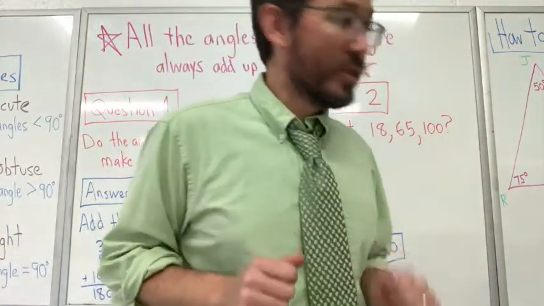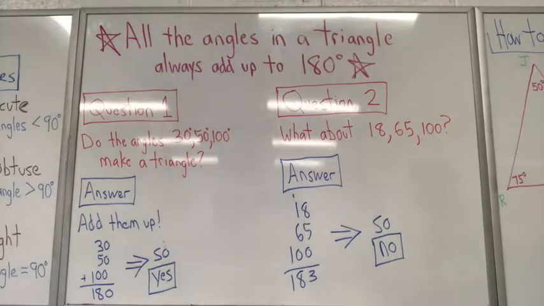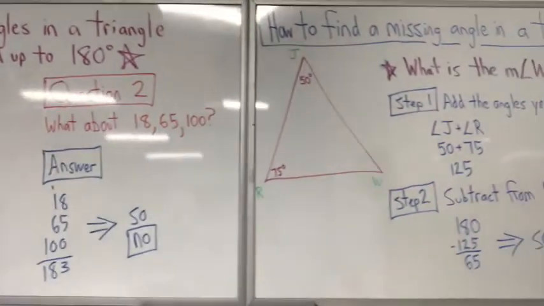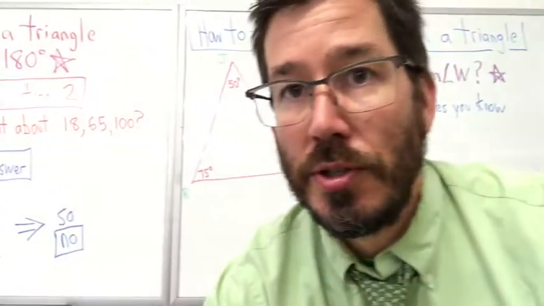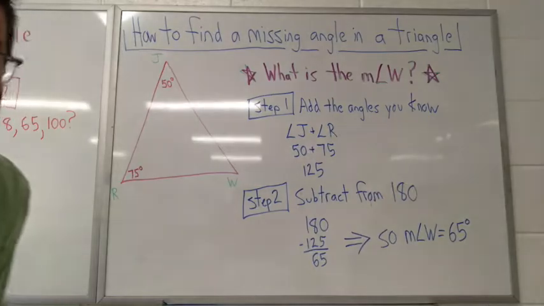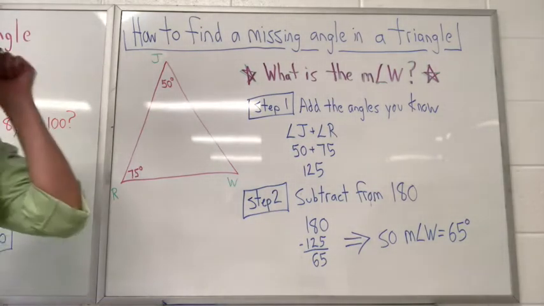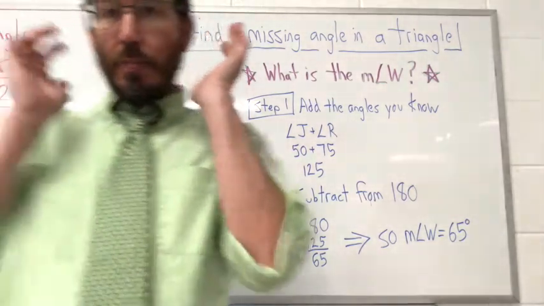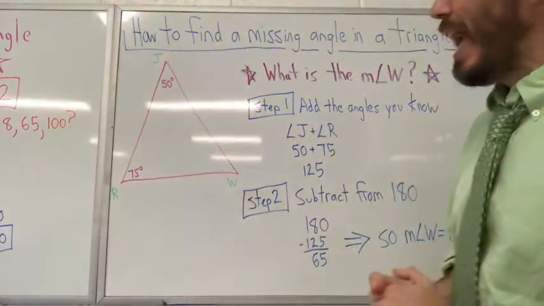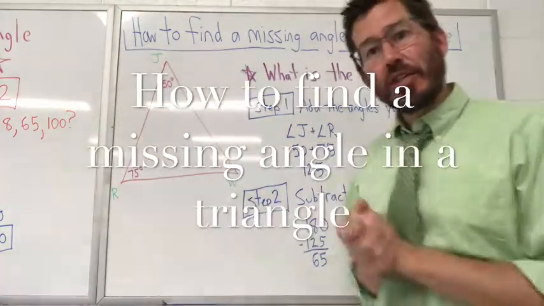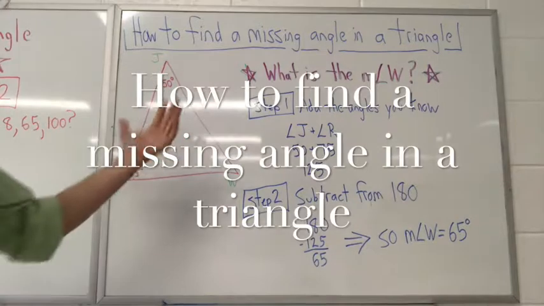Our last question looks like this. That is our last question. This is a skill you might know already. It is the most important skill that we are going to learn today, how to find a missing angle in a triangle. All right, you can see here we have a triangle.